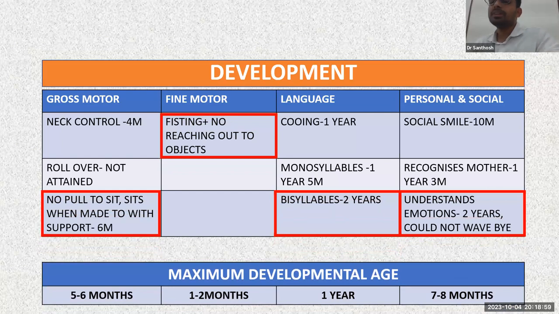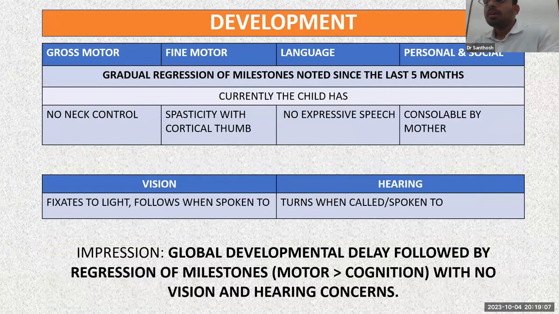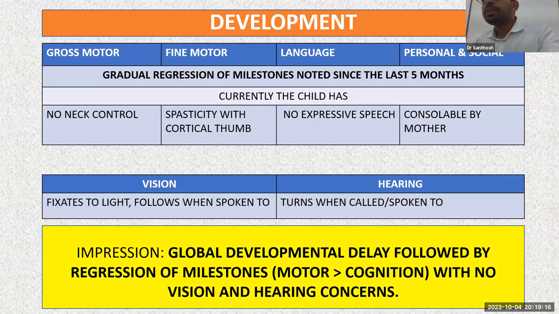The maximum developmental age in gross motor was 5 to 6 months. Fine motor was 1 to 2 months, language was 1 year, and personal and social was 7 to 8 months. There was gradual regression of milestones noted since 5 months of age, and currently the child had no neck control, spasticity with cortical thumb, no expressive speech, and was only consolable by the mother. With vision and hearing, no concerns. Overall impression was GDD, followed by regression of milestones, motor more than cognition, with no vision and hearing concerns.